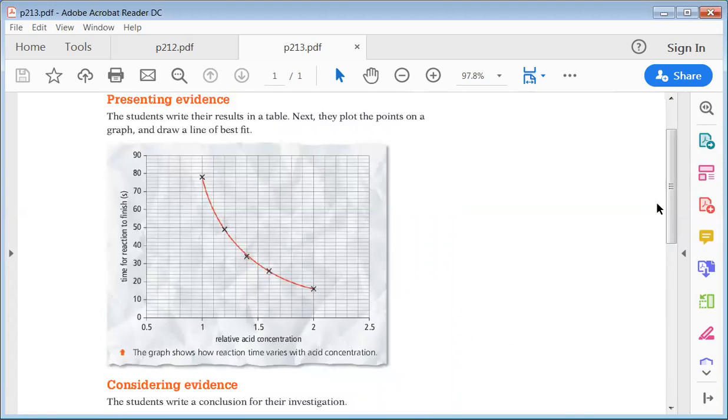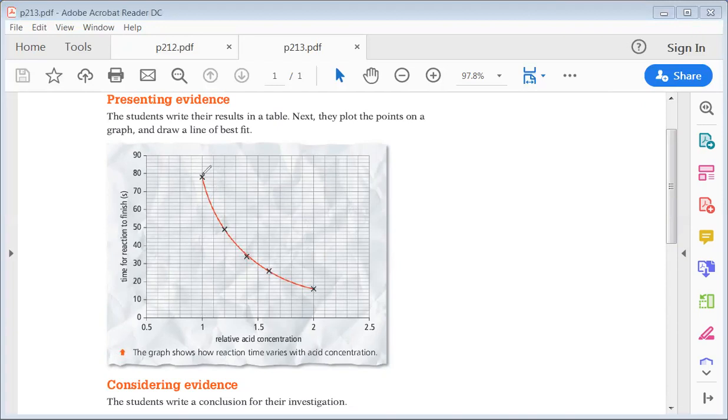What was the correlation exactly? Like the relationship. When it's 2, the time is lower. When the acid is more concentrated, the reaction time to finish is less. It finishes faster if it's more concentrated.